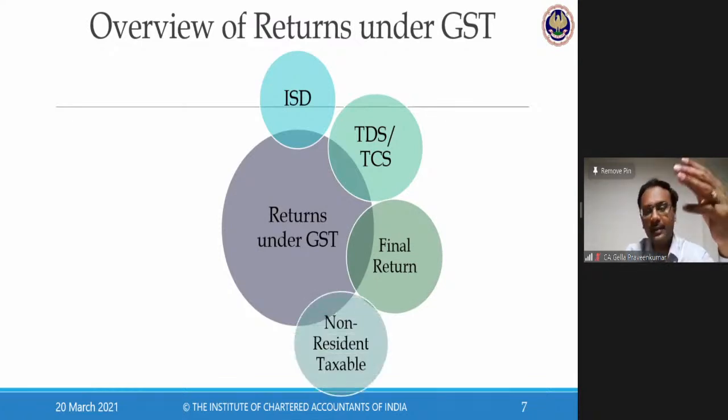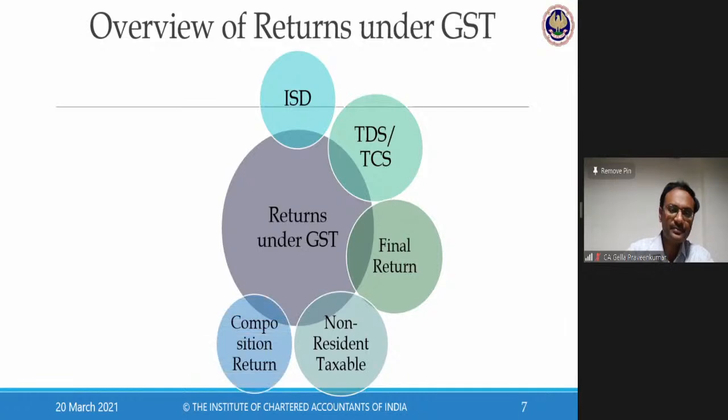A return to be filed by this gentleman is called NRTP, non-resident taxable person. A person who is not a resident of India, when he has to file a return, we talk about a return called NRTP. Next, composition return.